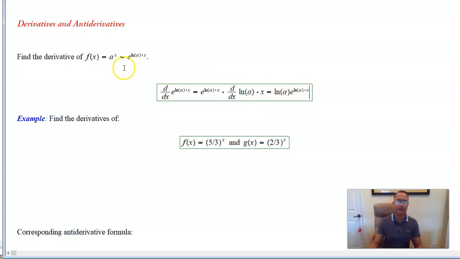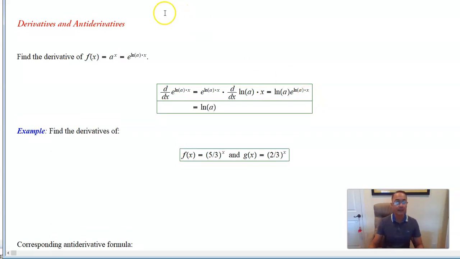Oh, but wait, there's more. e to the ln of a times x is simply a to the x. So we can rewrite this, let's do it on the next slide, as ln of a times a to the x.